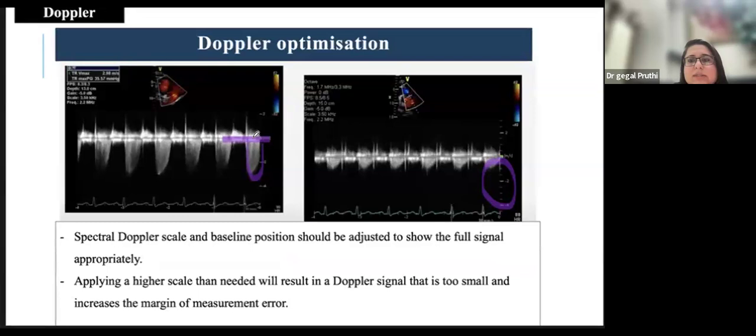In image 1, you can see the jet is well represented. In figure 2, the jet is very small because your scale is higher, which can increase the margin of error during measurement. So we have to adjust the scale.